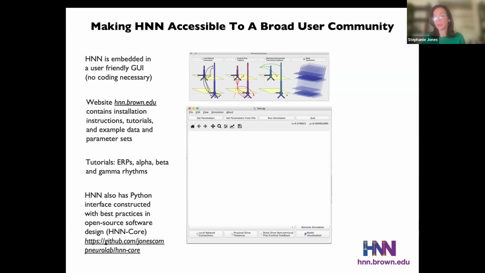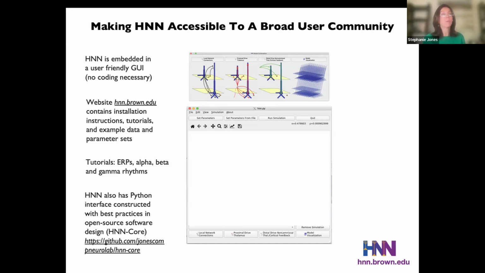And so to get started, you don't need to look at the code at all. We have a website that contains installation instructions and tutorials on how to simulate ERPs, alpha, beta, and gamma. Again, we give you the starting point, we give you a tuned model, and we give you an idea of how we did it, with the idea that if you learn that, you can go and do it on your own. We also have a Python interface, which is called HNN Core.